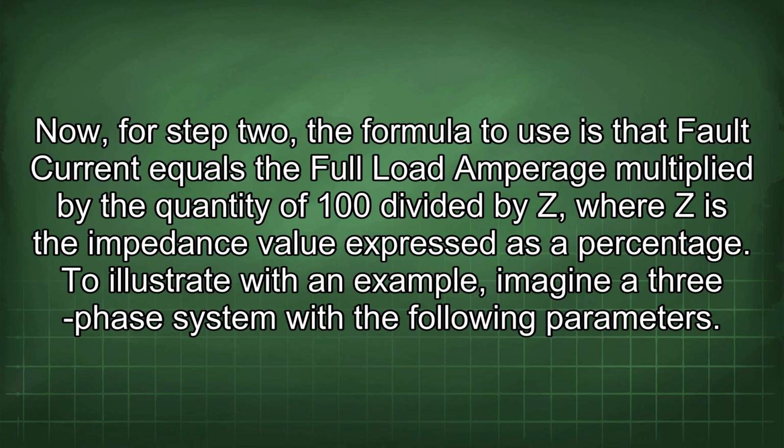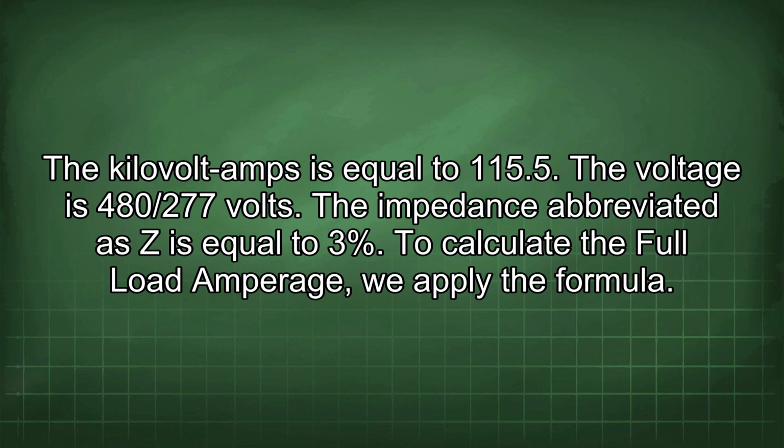To illustrate with an example, imagine a three-phase system with the following parameters. The kilovolt-amps is equal to 115.5. The voltage is 480/277 volts. The impedance, abbreviated as Z, is equal to 3%.